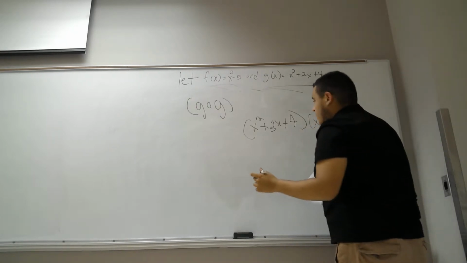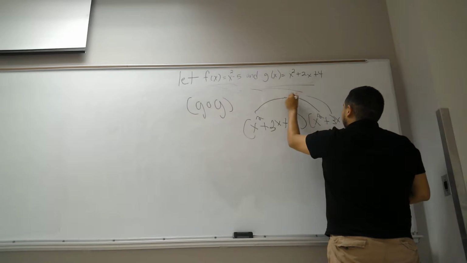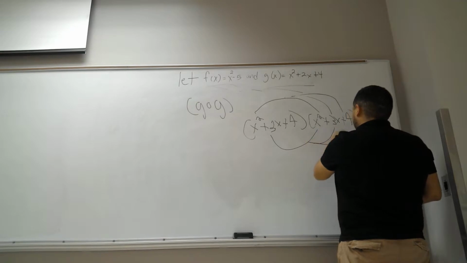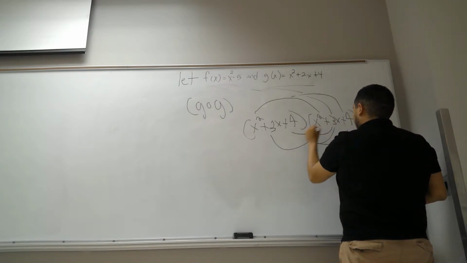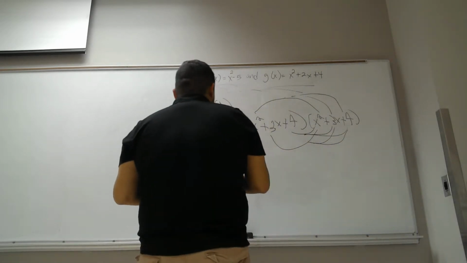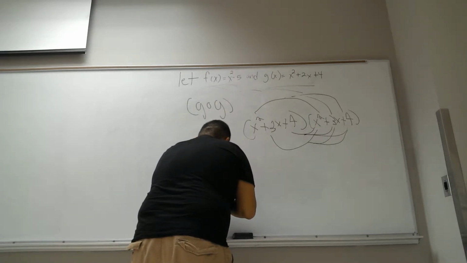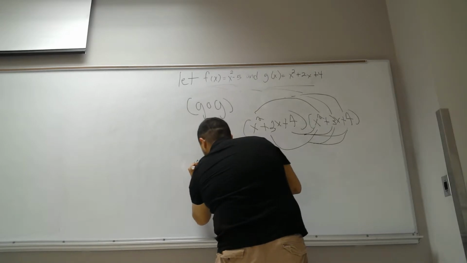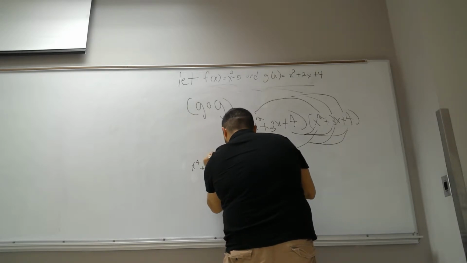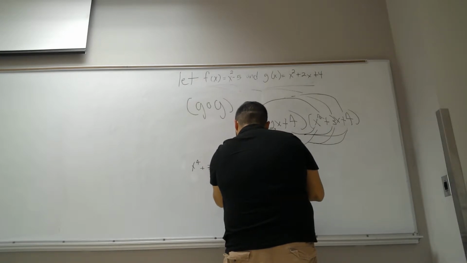To start it off, we're going to do the FOIL method again. Over here, over here, over here. Okay, so you want to multiply across. It's going to be x to the 4th power plus 3x cubed plus 4x squared.